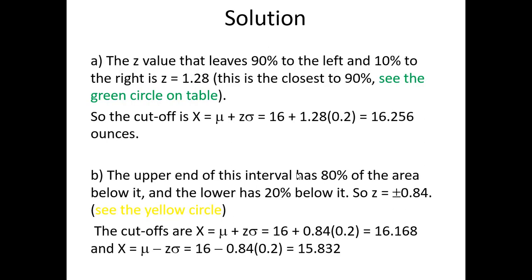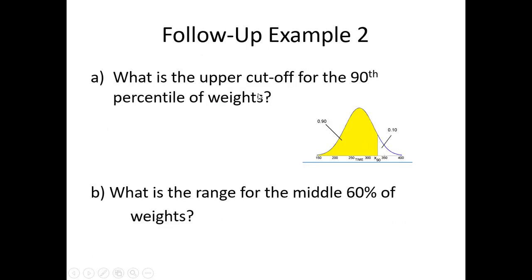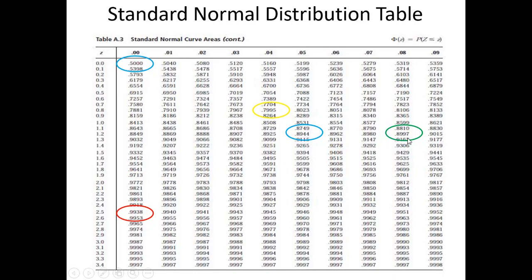So to find the solution for A, the first thing we need is the Z value that leaves 90% to the left and 10% to the right. So what you have to do is find the Z value that gives us 0.90. And again, on this table that I showed you, this would be the green circle. Right here, the closest we could get to 0.90 is 0.8997. I know it's not exactly 0.90, but it's definitely closer than what you see here or what you see here. So we get the Z value.